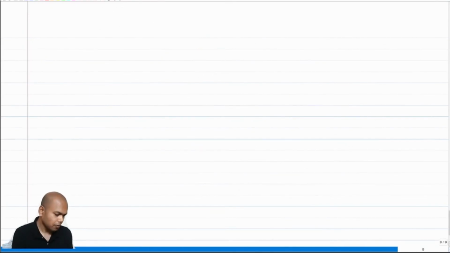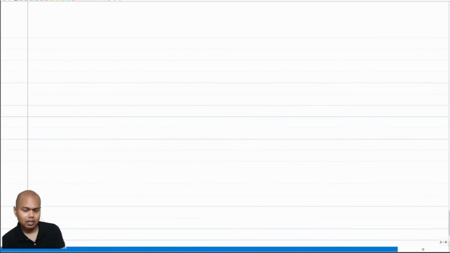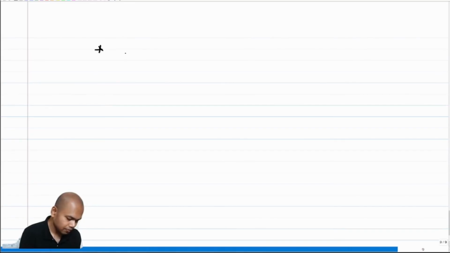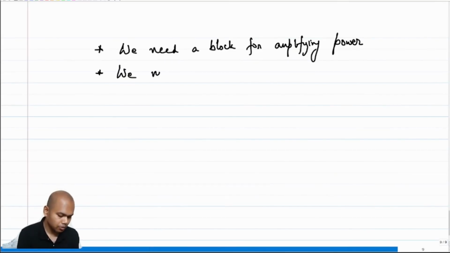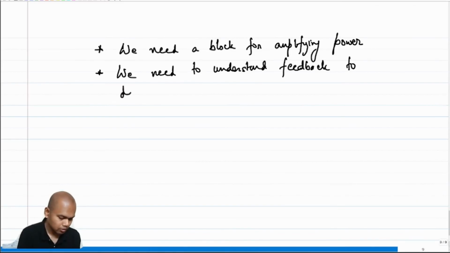So what is the conclusion of whatever we have been focusing on for the last 2 lectures? Essentially, these last 2 lectures were a motivation behind all the things that we'll cover in this course, right? So what was the first motivation? The first motivation is we need a block for amplifying power. Second, we need to understand feedback and design power efficient solutions.